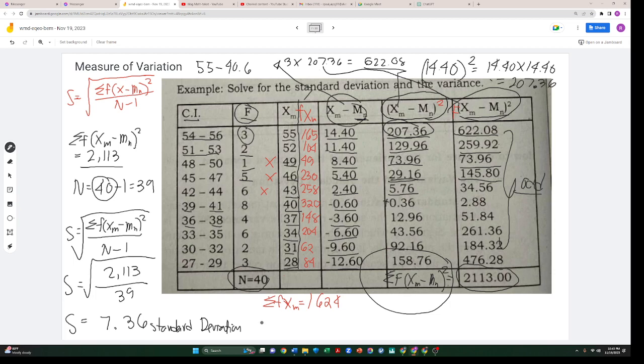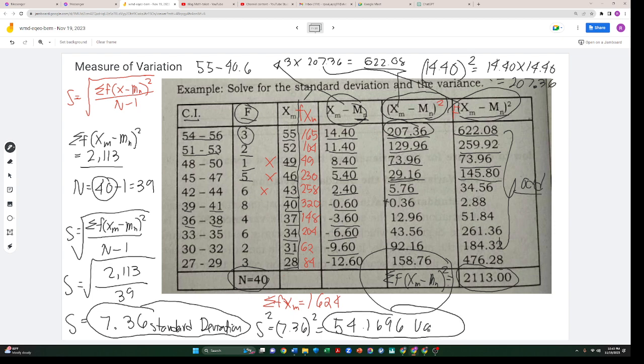I-square ra nimo. I-square nimo ang S. So, therefore, 7.36 i-times i-squared nimo, which is 7.36 squared. Ang answer kay 54.1696. So, this is your answer, standard deviation. In standard deviation, then answer po nimo ni in variance. Okay? So, ana lang na siya, ha? So, kabro na mo solve. Okay?